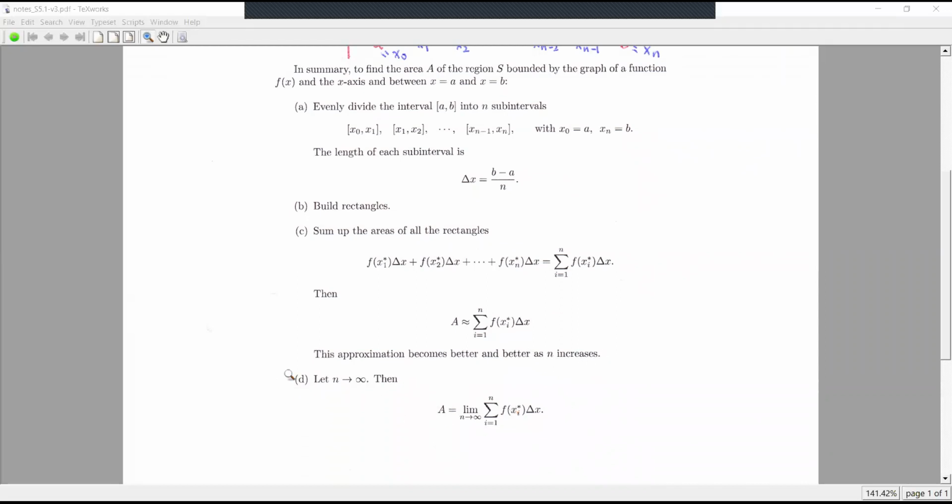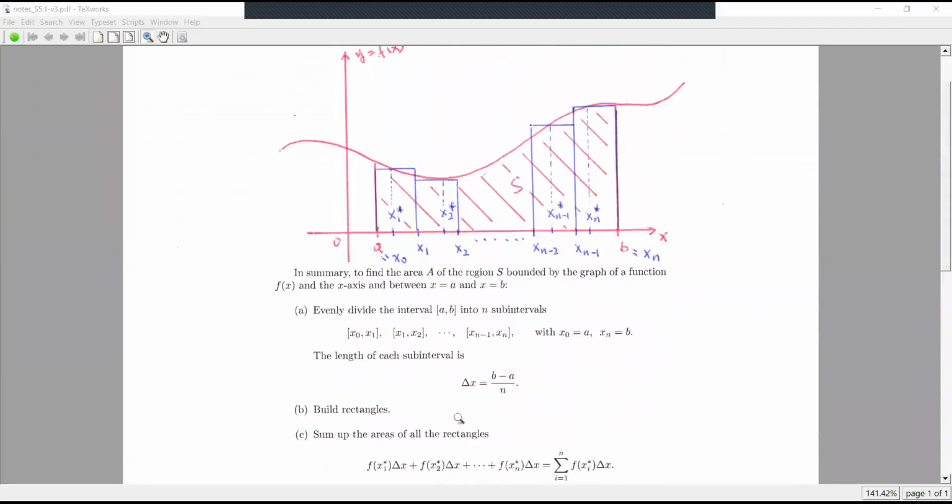Now the last step. We need to determine a limit. Now let n, the number of rectangles, approach infinity. Then you will see that this sum will approach some number. The number is the limit, and the number is exactly the area of the region S.